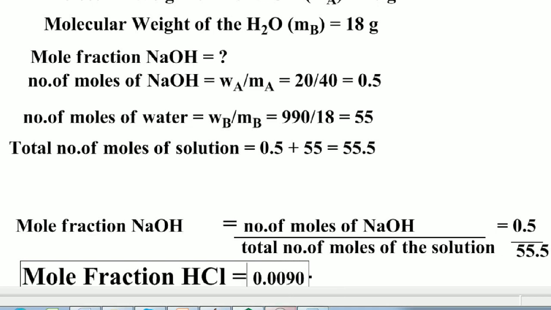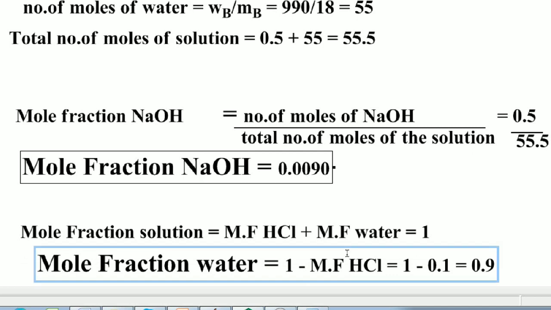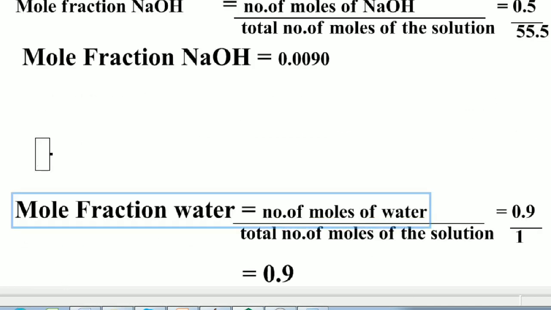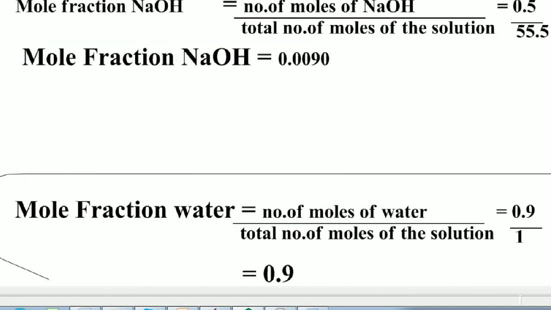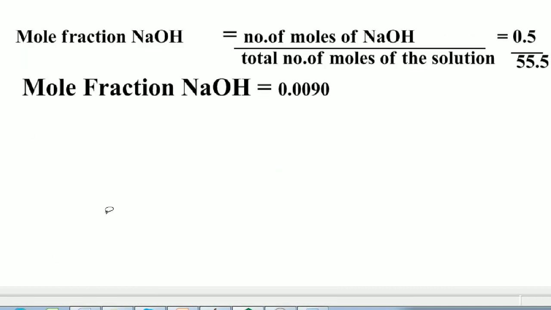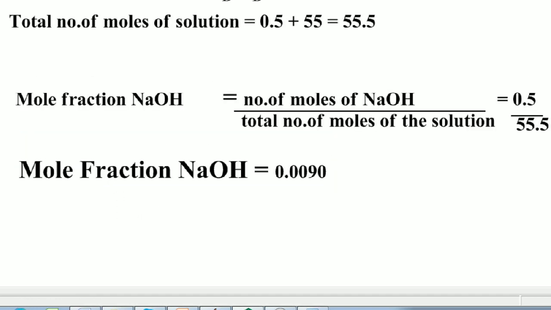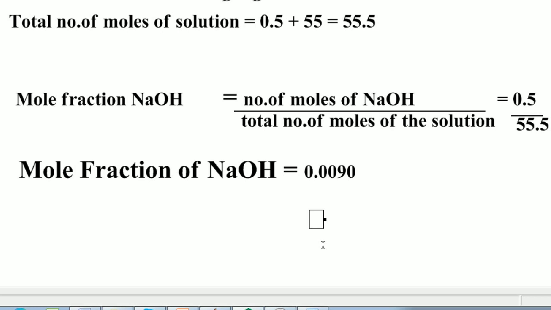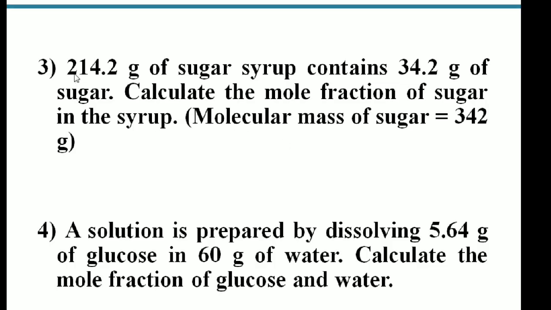0.0090 is the mole fraction of NaOH. Mole fraction of NaOH is equal to 0.0090. This is the answer for the given problem. Mole fraction of NaOH is 0.0090. Students, next we can see one more problem on mole fraction.